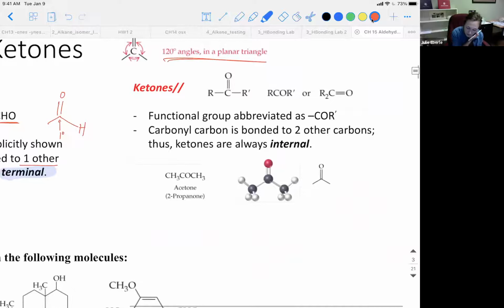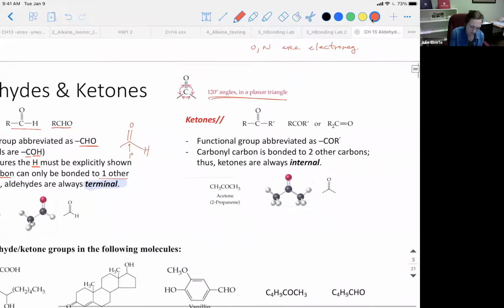Ketones are internal. Am I going too fast? Are y'all good? I can zoom back out if y'all need to see everything.